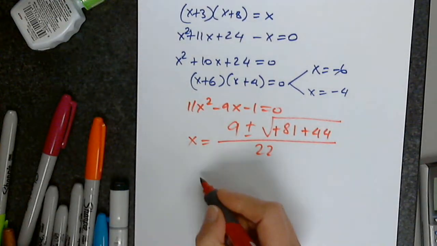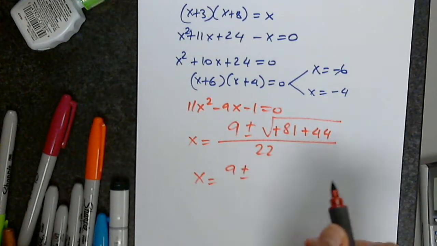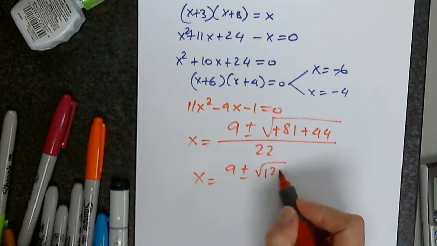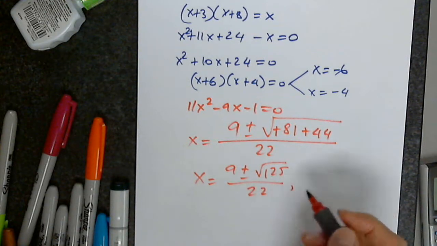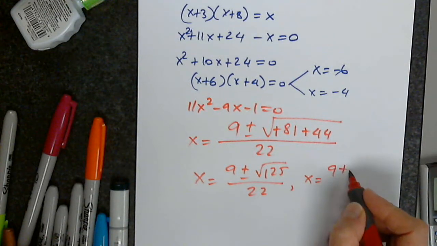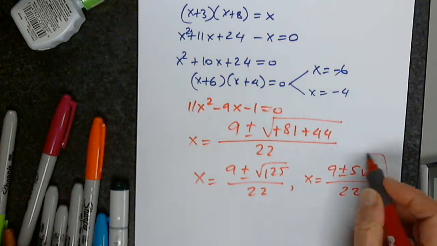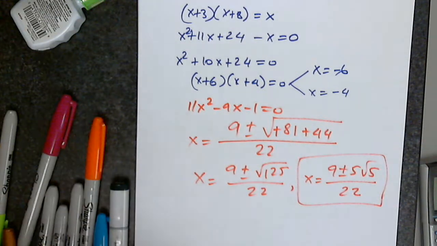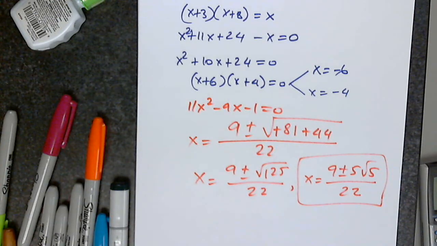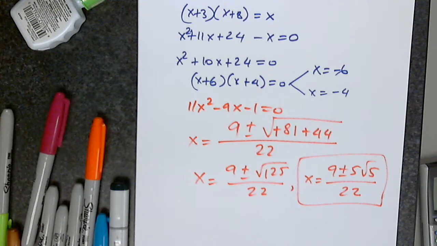So this becomes x equals 9 plus or minus the square root of 125 over 22, or x equals 9 plus or minus 5 times the square root of 5 over 22. I needed to see this, and then the approximation only if you wanted to. Anything else from page 1? 1B.